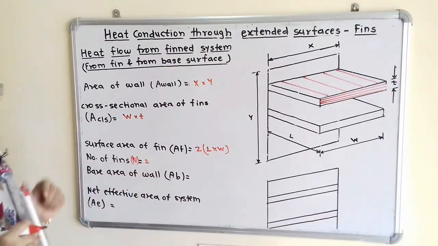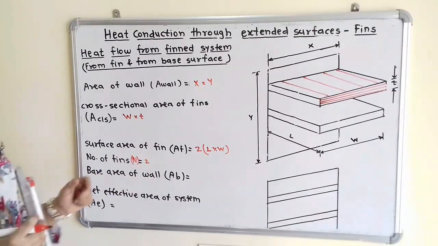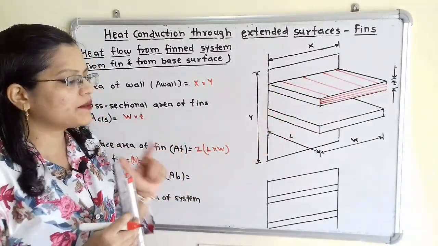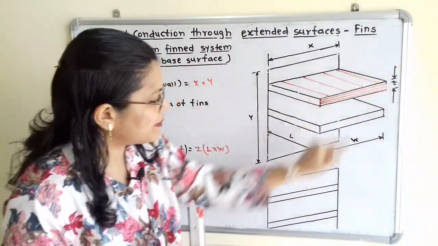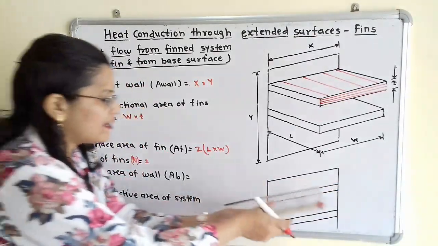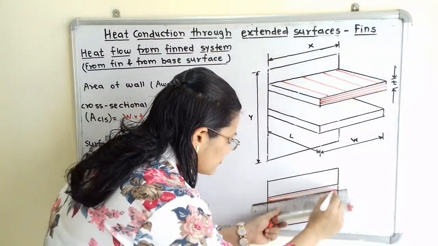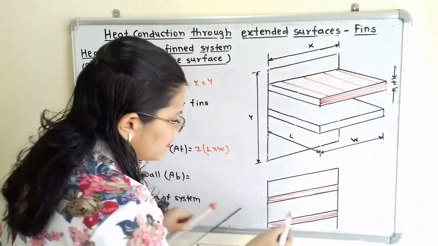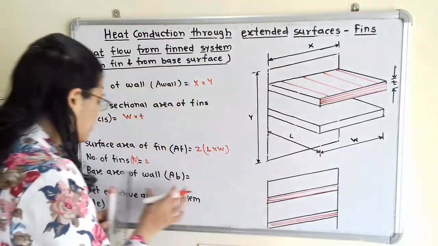Then bare area of wall. This is also an important concept. What is the bare area of wall? Because these fins are attached to the wall, we have to find out the bare area of wall. Here the cross sectional area, that is width multiplied by thickness, is attached, that is the fin base. So I will highlight this area, the fin base. We have to subtract this cross sectional area. If we subtract this cross sectional area of the fin, then the remaining portion will be bare area.